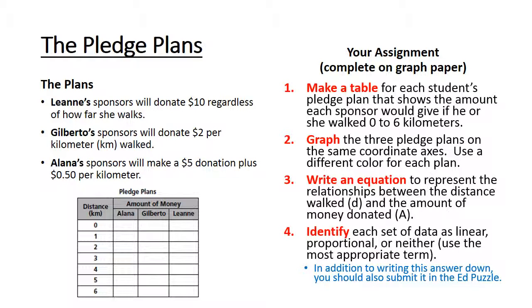Lastly, you're going to identify each set of data as linear, proportional, or neither, using the most appropriate and most specific term. So if you come up with something that has a constant rate and starts at 0, don't check linear, check proportional, because that's the most specific term.